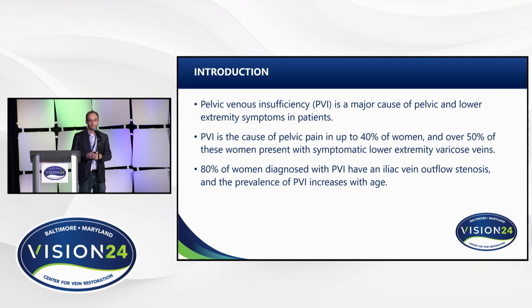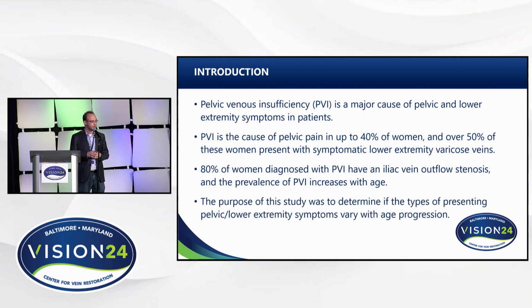We've also previously reported in a study in 2018 that our group published that 80% of women with PVI have an iliac vein stenosis. And it's also known that the prevalence of PVI increases with age. Yet the mix of presenting symptoms, pelvic versus leg, with age progression has not been thoroughly evaluated. So the purpose of the study was to determine if the types of presenting pelvic and lower extremity symptoms vary with age progression.